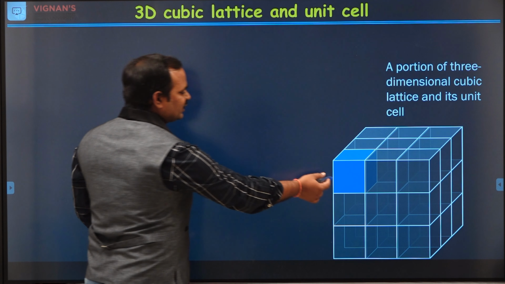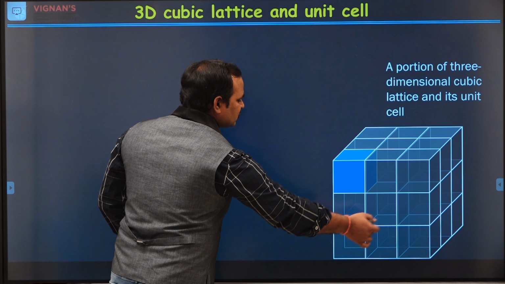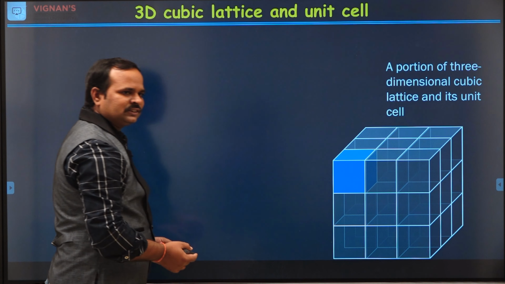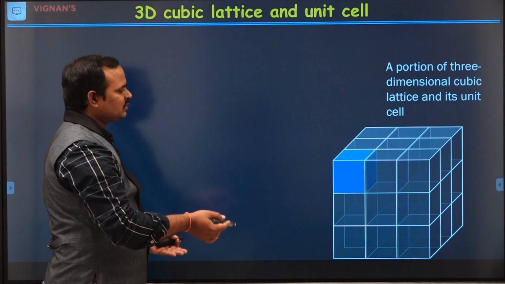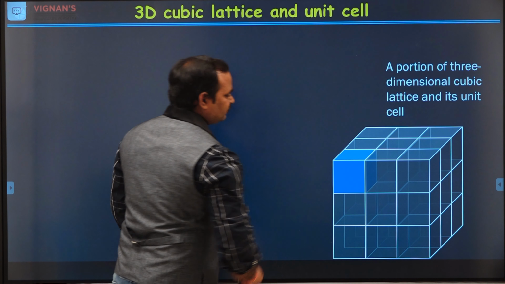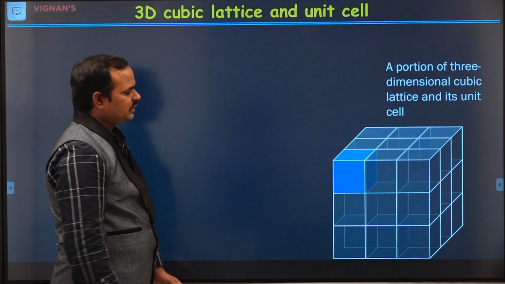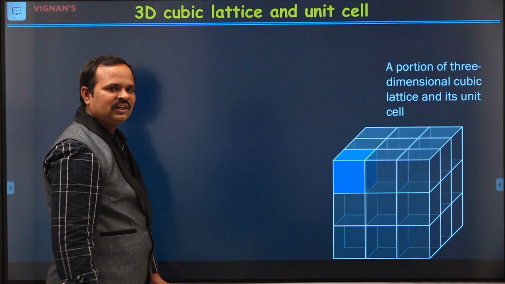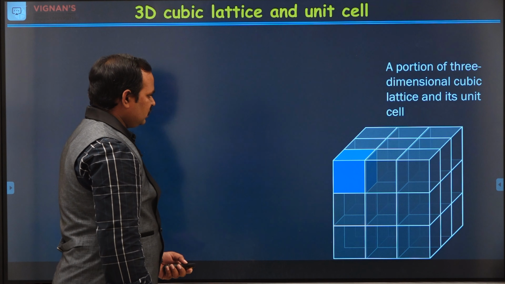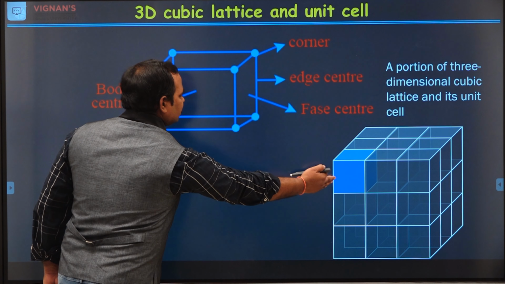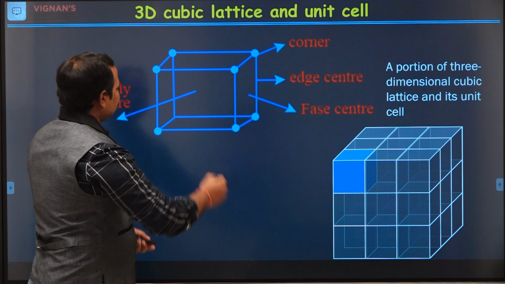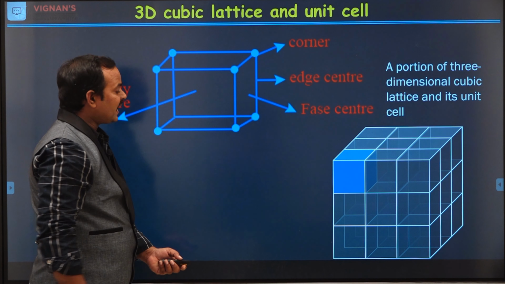If you repeat this unit cell along the x, y, z directions without giving any gaps, we get the entire crystal structure. This is the unit cell. The smallest volume of a crystal is called a unit cell. So this is the smallest volume of the crystal. This is the unit cell. It has several parameters and characteristics.